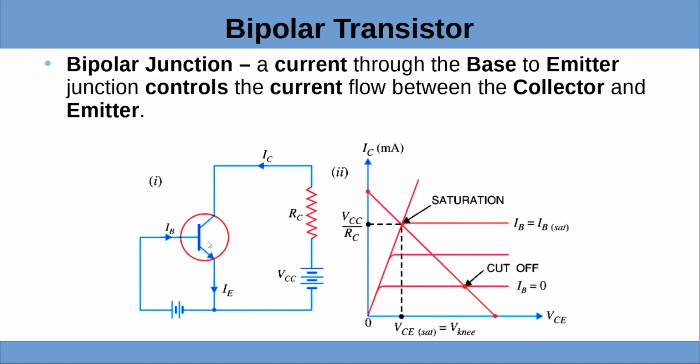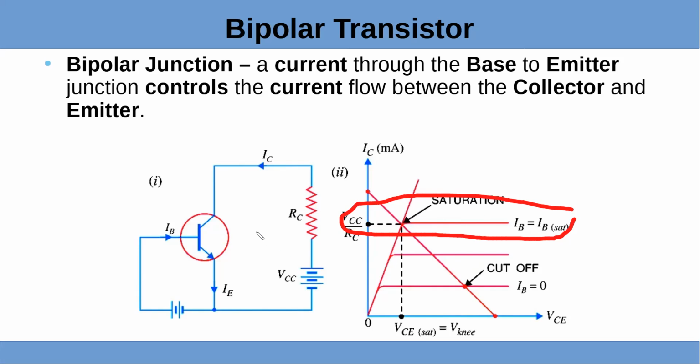Likewise, if we increase this base emitter current up to the saturation point, which would be this one, at that point the transistor is at its lowest resistance, maximum current flow, limited by this resistor. So that's what we call the saturation point.